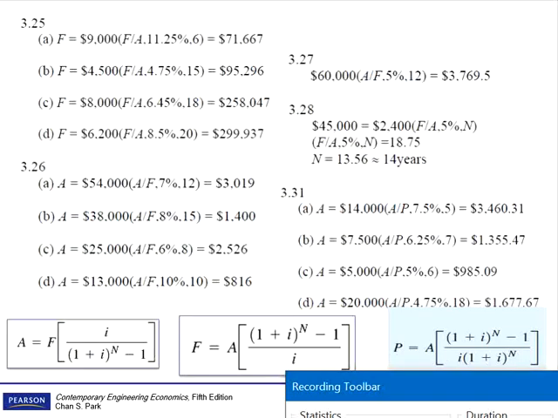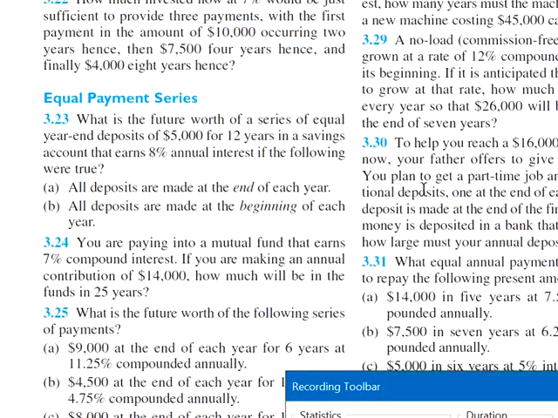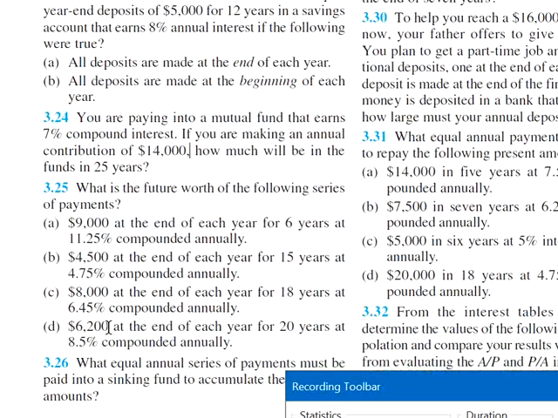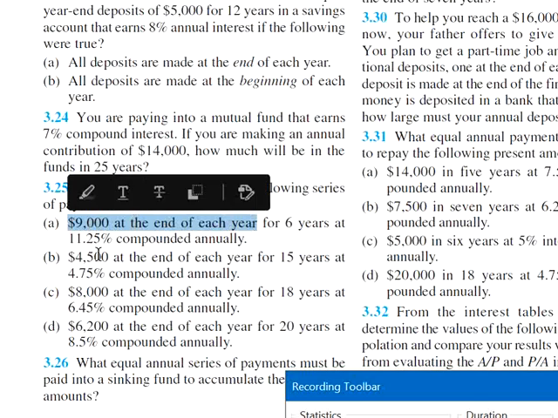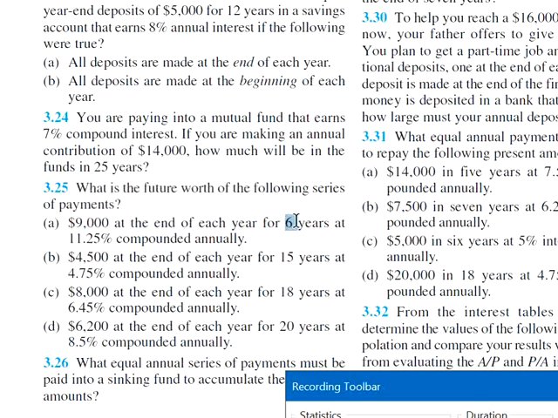Now moving to next question, which is 25, which is straightforward. What is the future worth of the following series of payments? So what you have in the below series of payments, it means A is given and F you need to find out. Now part A, 9,000 at the end of each year. So what is your A? 9,000. 6 years is this one, and it will be compounded at this rate annually. So it's easy, you're done, right?